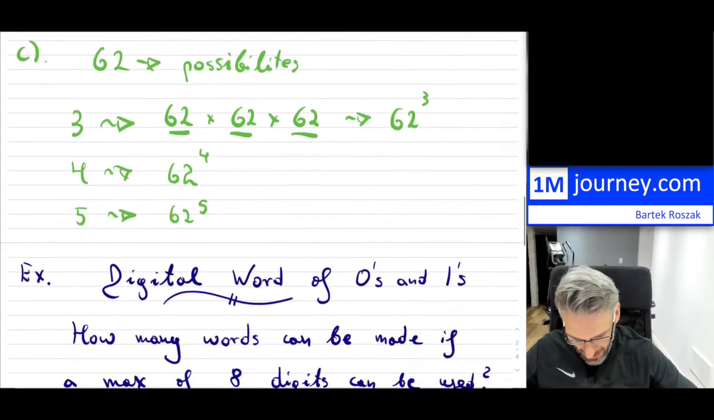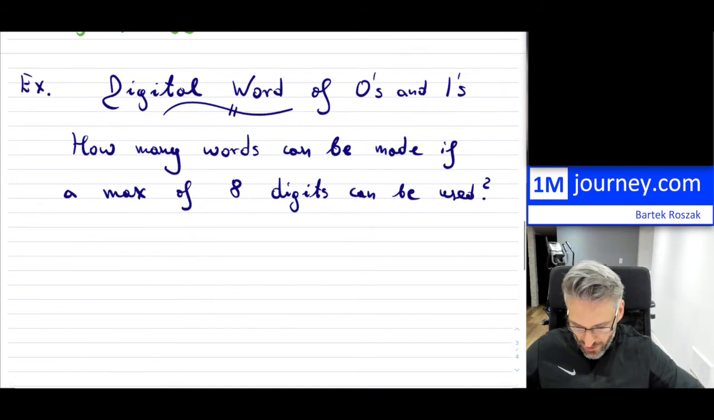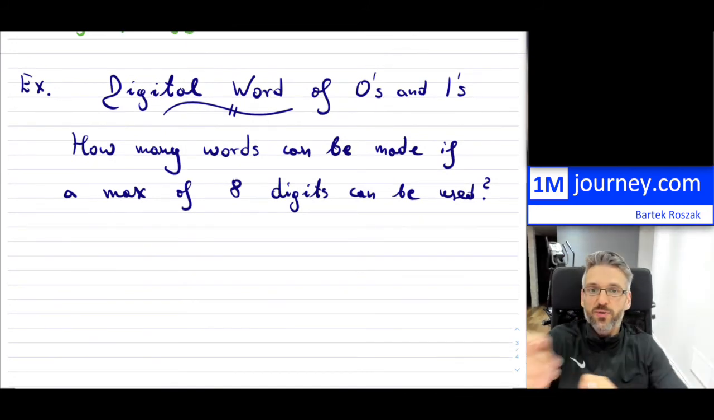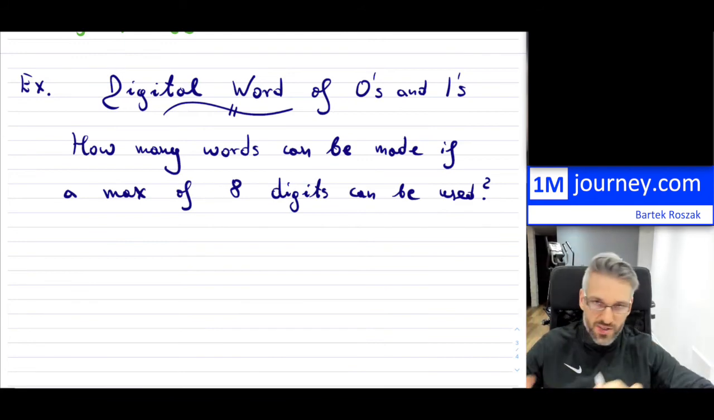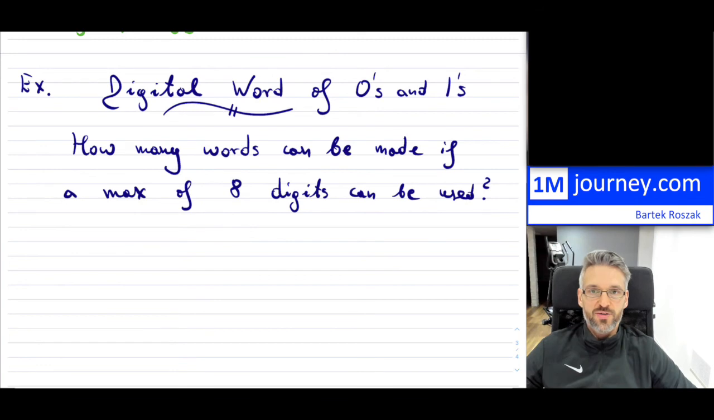Here is a last example that I have for you, because through computers, they really just send out zeros and ones. All of this, okay? It can figure out from zeros and ones all these wonderful colors. You know, you're watching YouTube and videos, right, from all of that. So now in this digital world, let's say it asks a question. How many words can be made if a max of 8 digits can be used, right?